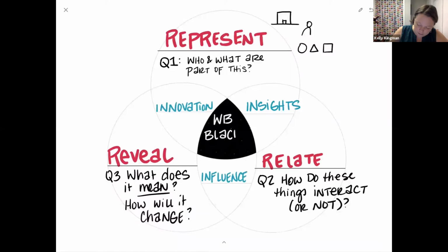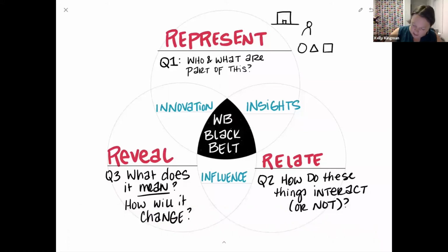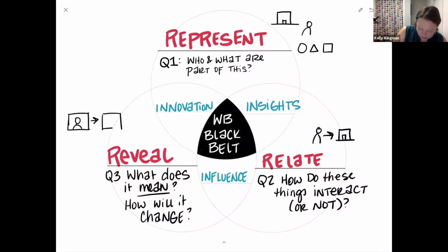Cool. And so, of course, I need to practice what I preach and draw the relationships. And then you draw the experience, the journey, something like that. All right, so moving on here.